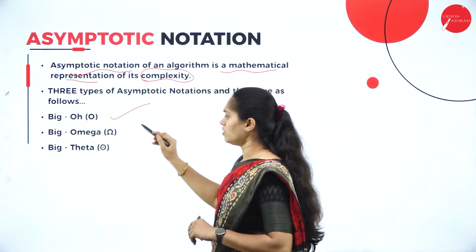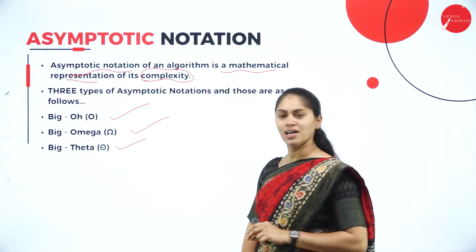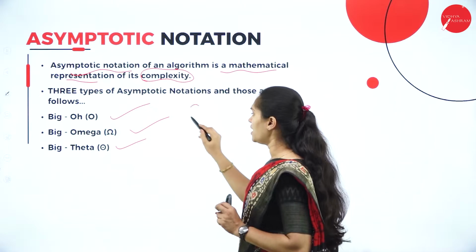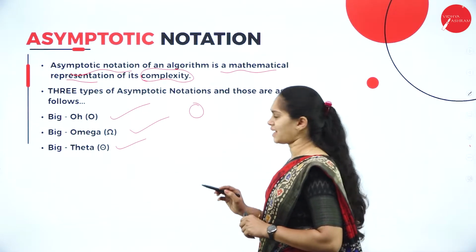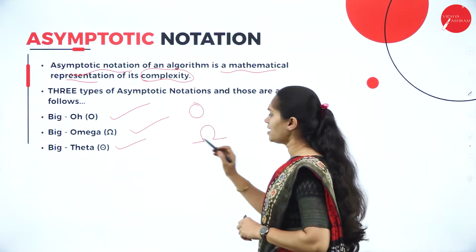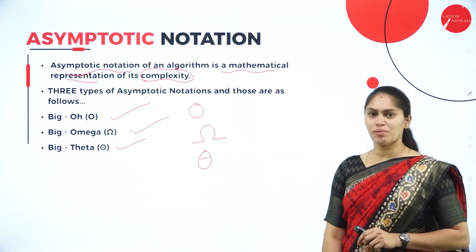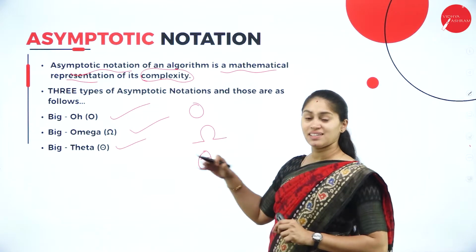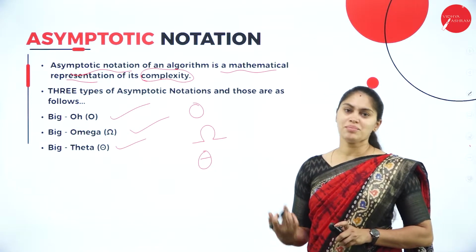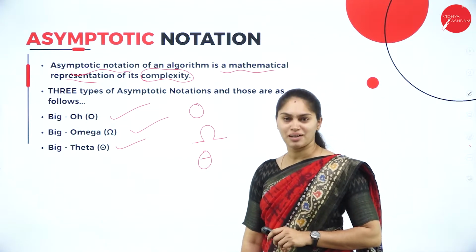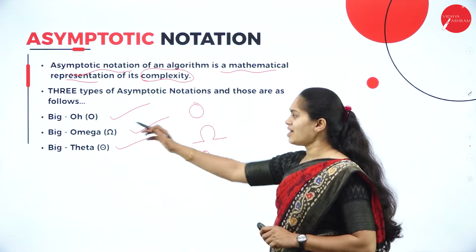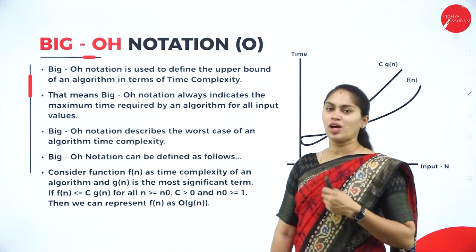One is big O, and then big omega, and we have a big theta here. Big O will be represented like this, and we have big omega, and also a big theta. All these notations are used in order to represent the complexity of any algorithm in terms of mathematical representation. We'll see the first type, that is big O, right?